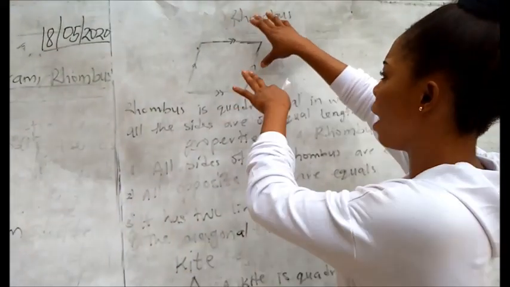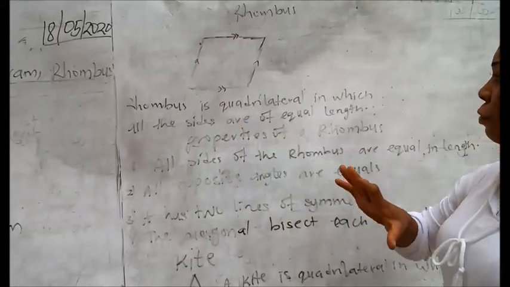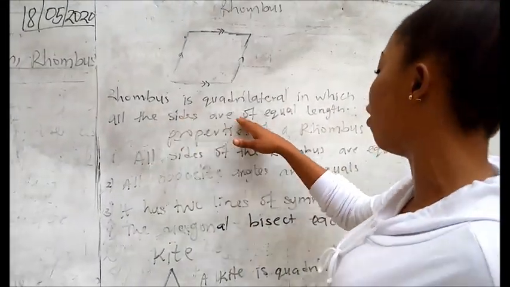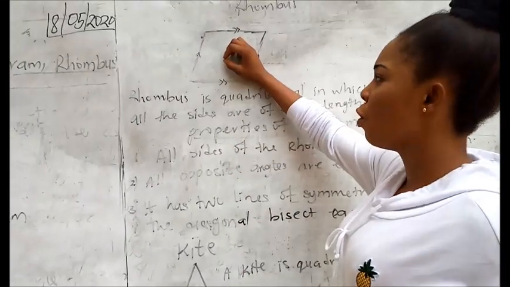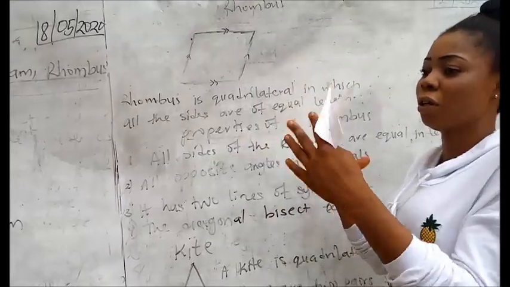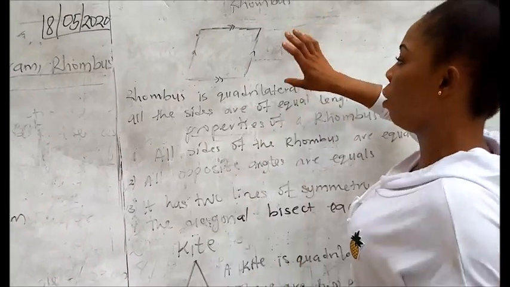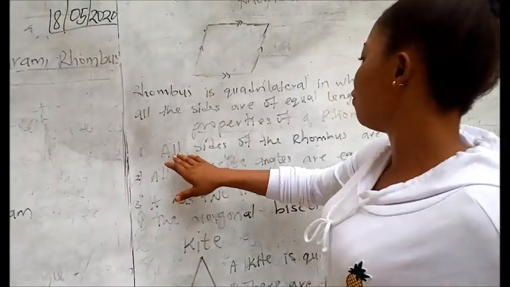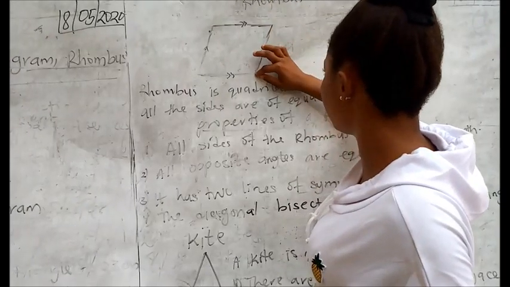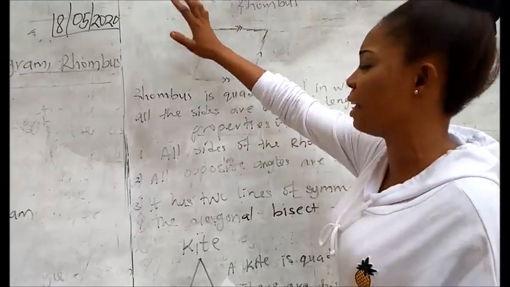You can see it's a four-sided polygon, that is, it has four sides. Now, for the properties of this rhombus, we say that a rhombus is a quadrilateral in which all the sides are of equal length. When you look at this rhombus, you see that it's similar to a square. It has the same properties, but it's not actually a square. You find out that all the sides of the rhombus are of equal length. That is, this length from here to here is equal to from here to here. All the sides have equal length.